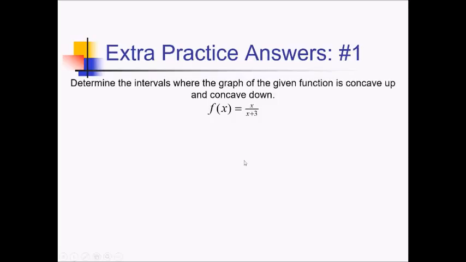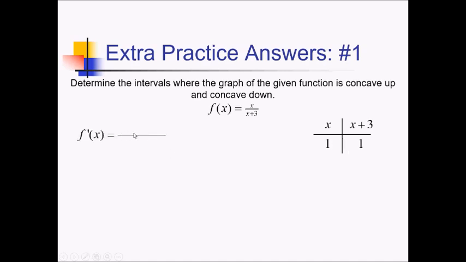To find intervals of concavity for this rational function, we need to find the second derivative and analyze the sign behavior of that. So first derivative, we're going to need the quotient rule. That's going to be, let's see, box and ribbon time. We're doing u prime v minus uv prime over v squared. So we have x as our numerator, and x plus 3 is our denominator. Derivatives of those are going to be 1 and 1, so that works out nicely.